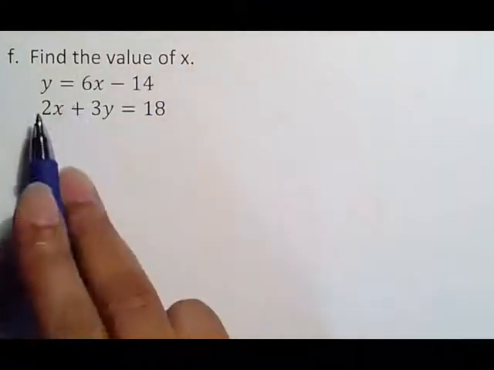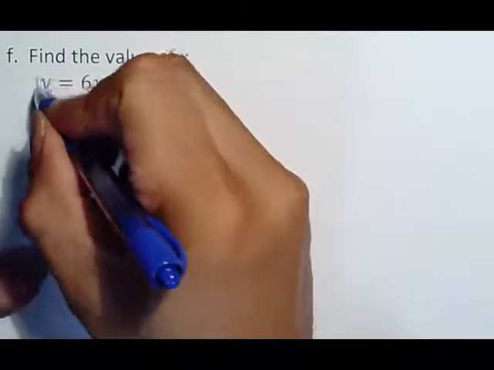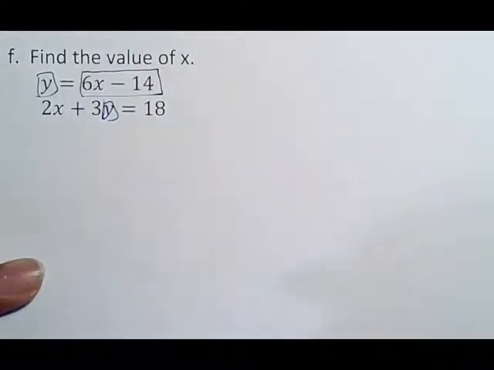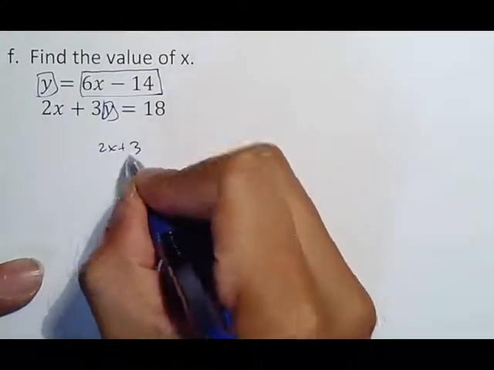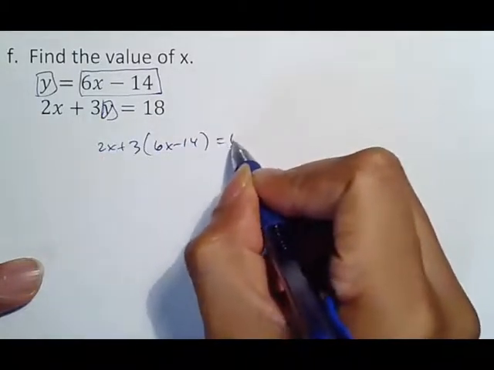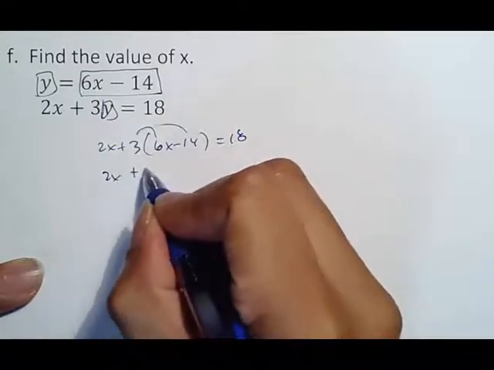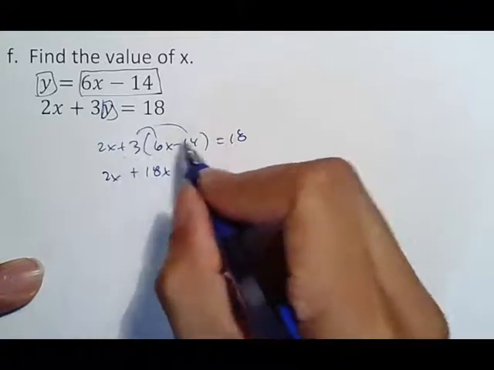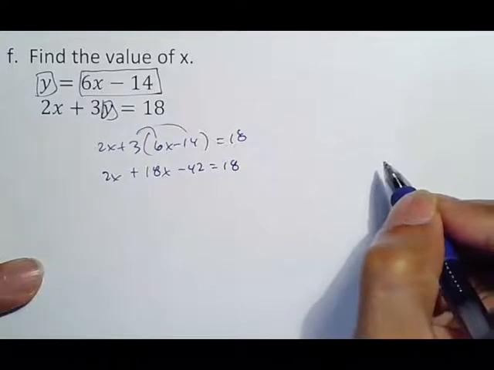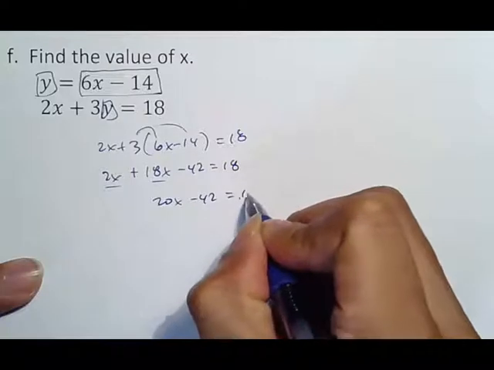Find the value of x. This is not the same, which is why I want to make sure we review this. This is the one that has a y equals, which means this is the one where I am going to put this here. This is substitution. And so that's the one where you put 2x plus 3. You then swap your y out for 6x minus 14 equals 18. You then distribute this 3 to get 2x plus 18x. That'll be actually 42. You then combine your like terms, if you remember doing that, 20x minus 42 equals 18.